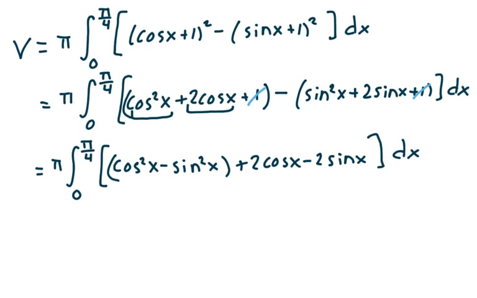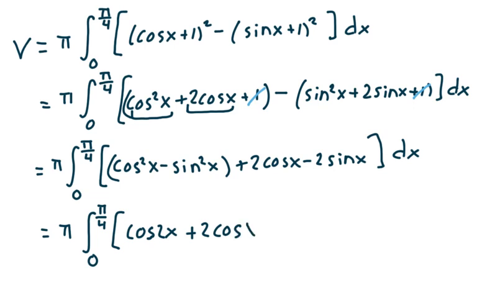Well, cosine squared x minus sine squared x is equal to cosine of 2x. So I get pi times the integral from 0 to pi over 4 of cosine of 2x plus 2 cosine x minus 2 sine of x dx. And now I'm ready to integrate.